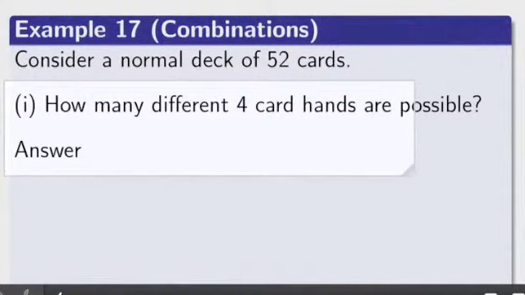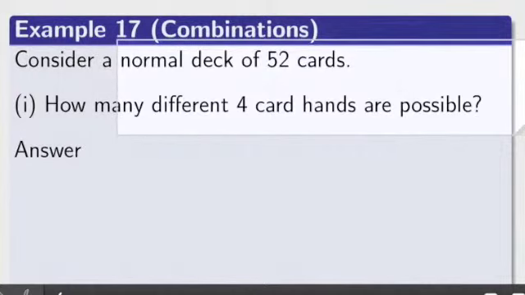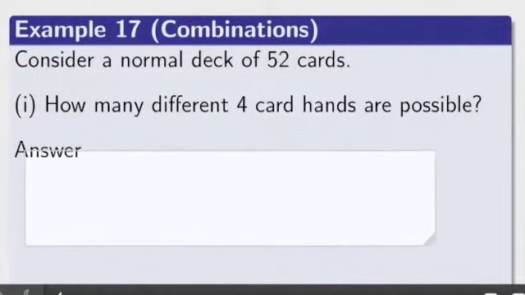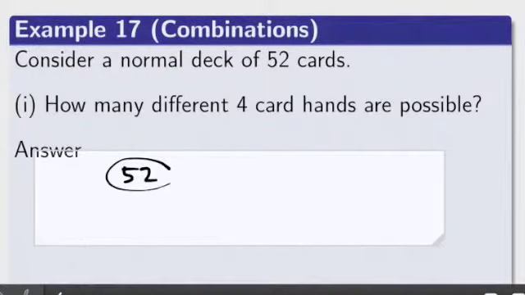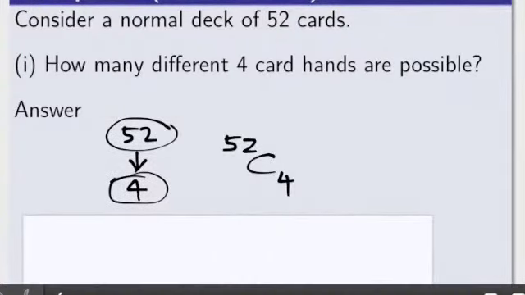Let's look at another example. Consider a normal deck of 52 cards. How many 4-card hands are possible? So we have a pool of 52. We are choosing 4 cards in our subgroup. So what are the combinations? 52 choose 4 is the number of 4-card combinations that are possible.